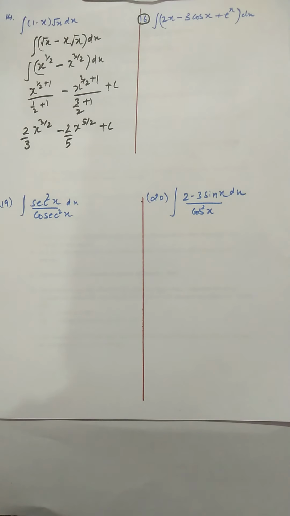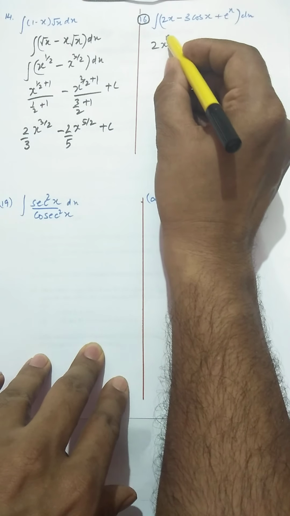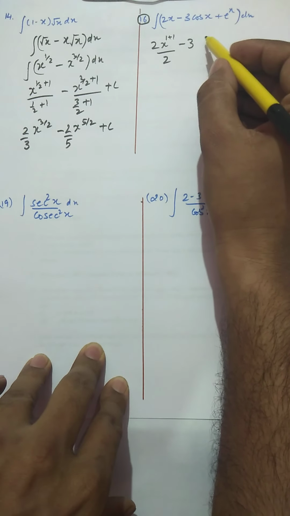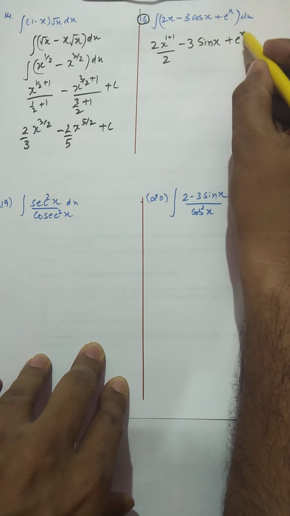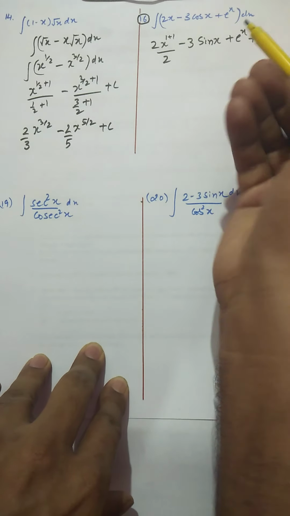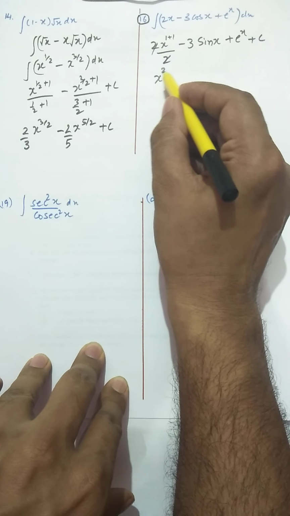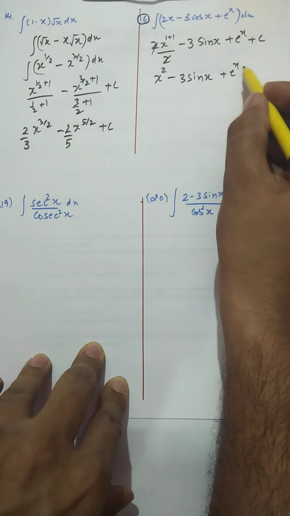Now in this question you see the integration of cos x is coming, the integration of e^x is also coming, and you have done that. First we can integrate 2x: it will be 2x^(1+1) upon 1+1, minus 3. The integration of cos x is sin x, and the integration of e^x is e^x, and you write c. So simply, the 2 will get cancelled, so this is x square, minus 3 sin x, plus e^x, plus c.